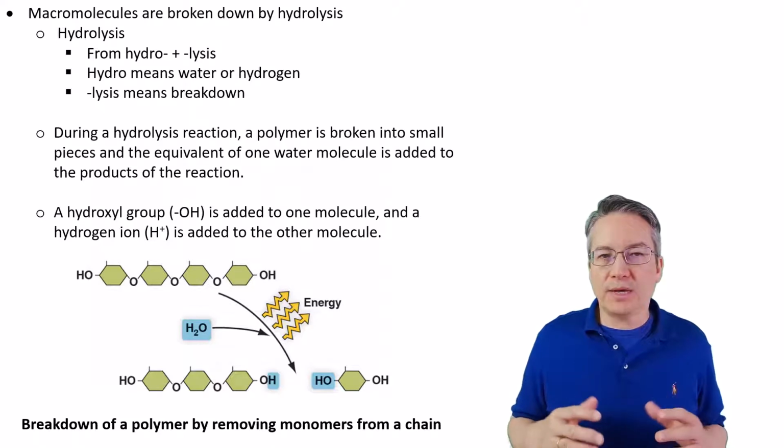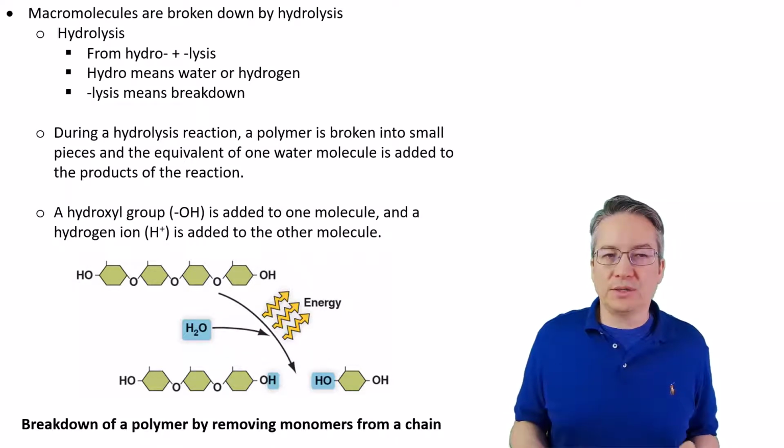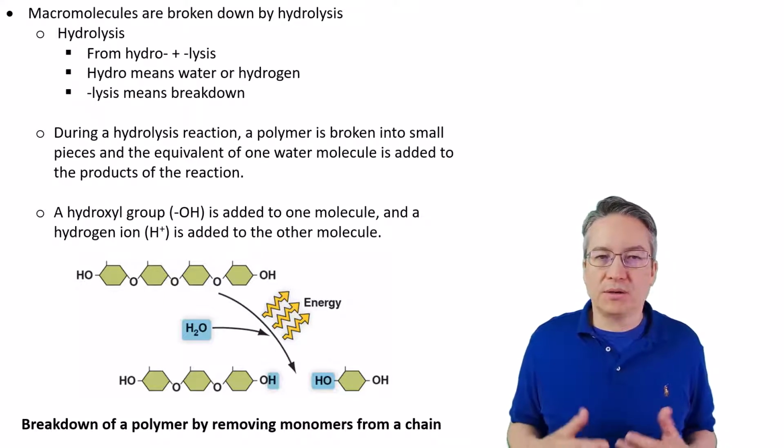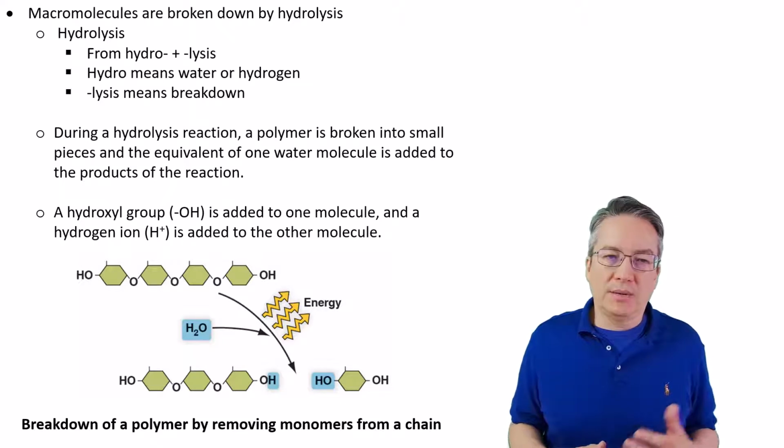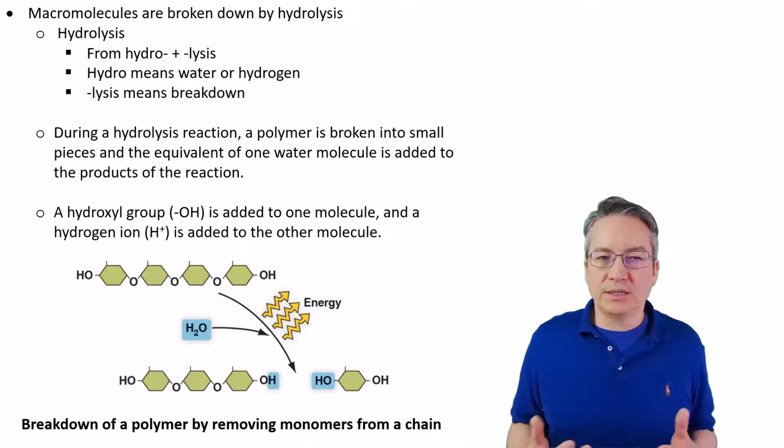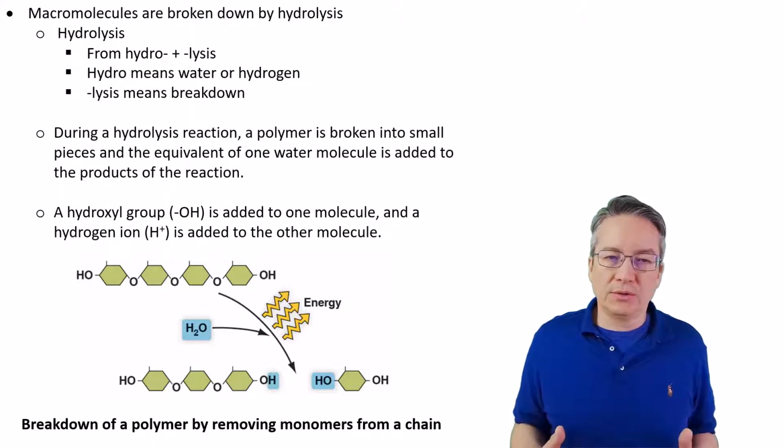Now, of course, we have to sometimes go in the other direction. We need to break down macromolecules. And the process by which our bodies do this is called hydrolysis. Hydro and lysis. So hydro means water or hydrogen. Lysis means to break down. So we're going to use water to help us break down a polymer into monomers.